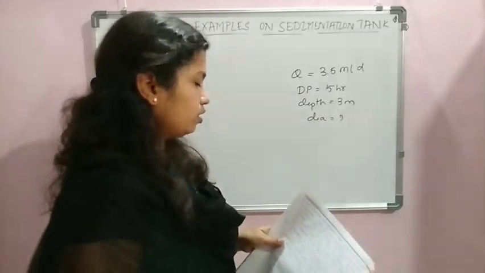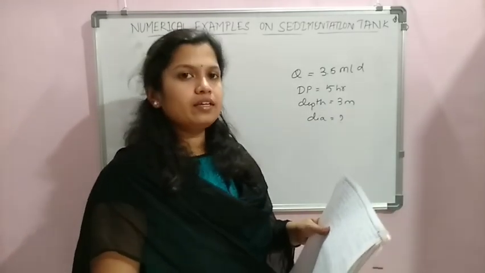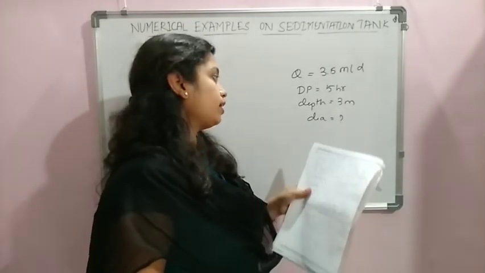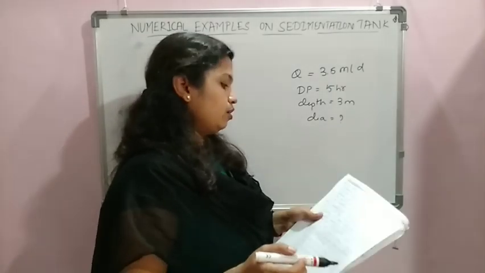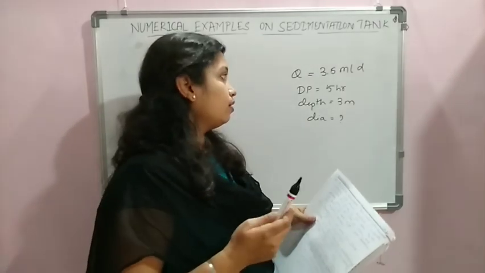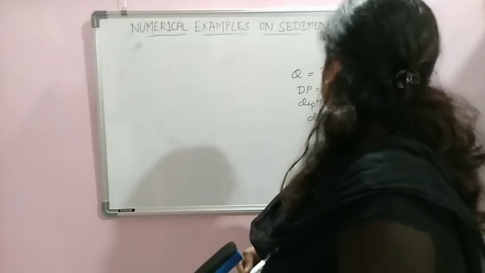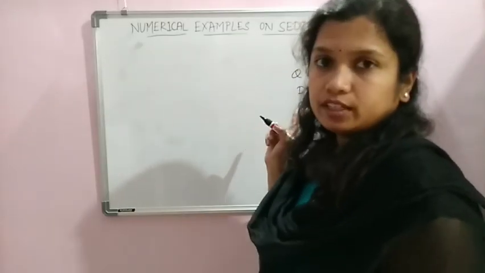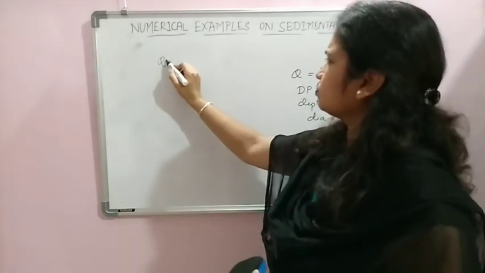This is the question. In case of the rectangular tank, we have the length, breadth and the depth. Here, since it is a circular sedimentation tank, they are asking for the dimension in terms of the diameter. If we find the diameter, then we can easily design the tank. So let us check out the problem.